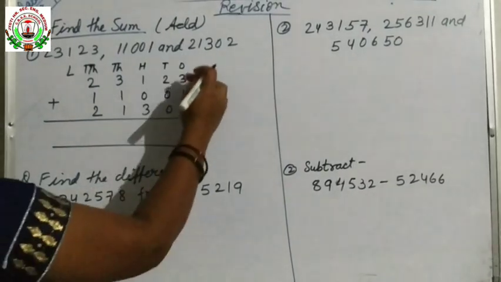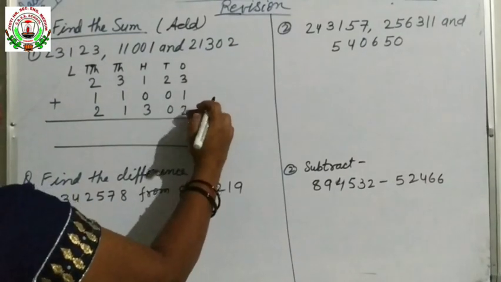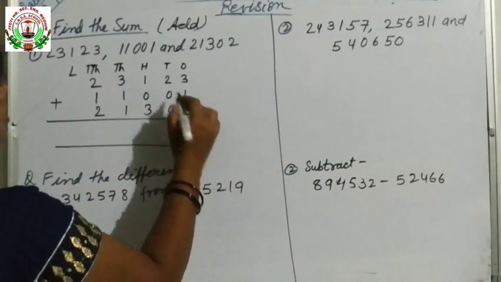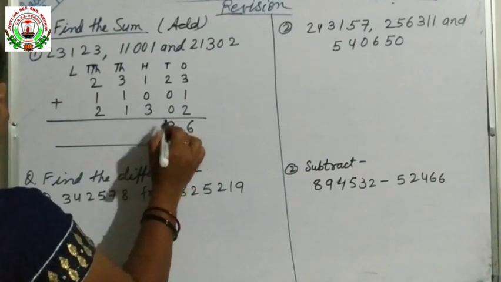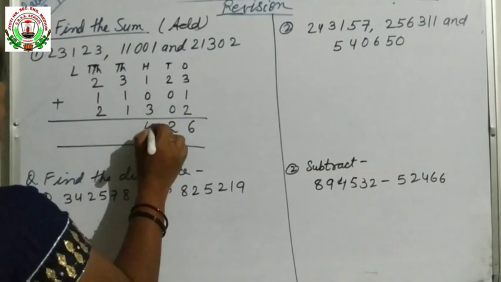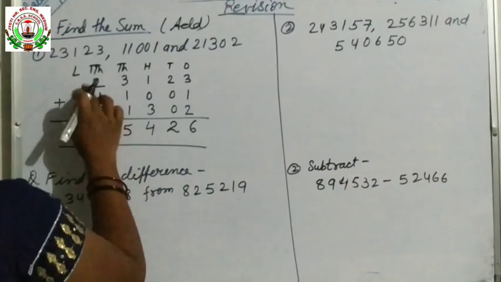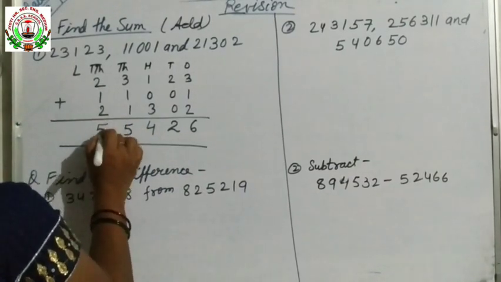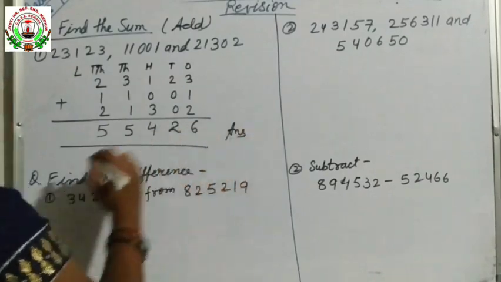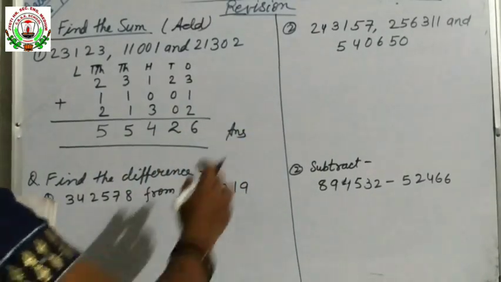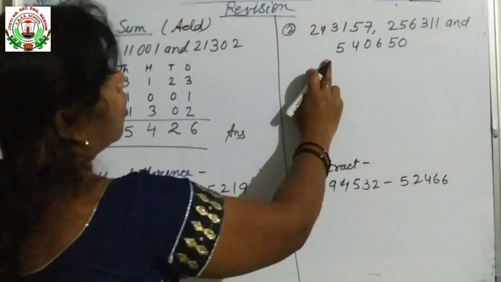Now add it. 3 plus 1, 4, 4 plus 2, 6. 2 plus 0 is 2. 3 plus 1 is 4. 3 and 1, 4. 4 and 1, 5. 2 and 1, 3. 3 plus 2 is 5. So it is the answer. Understood? Now next question again. Find the sum or add.